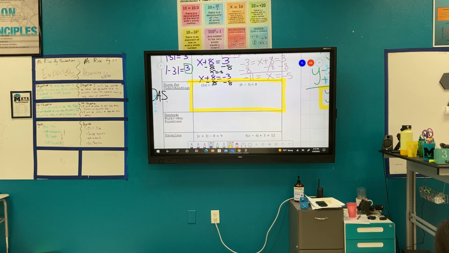Now, what is happening here? This is multiplication, so we're going to divide. Josh, what is 4 divided by 2? Okay. What is negative 4 divided by 2? Perfect. Negative 2. And you have to give me both answers. How do we solve for x?